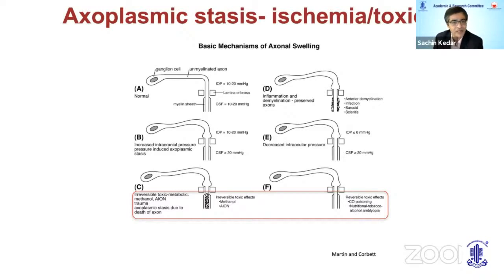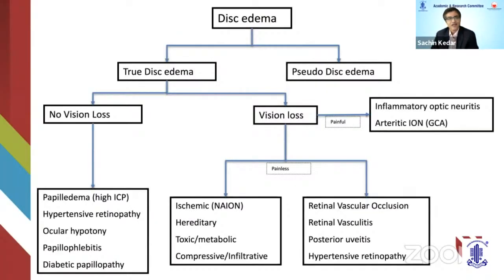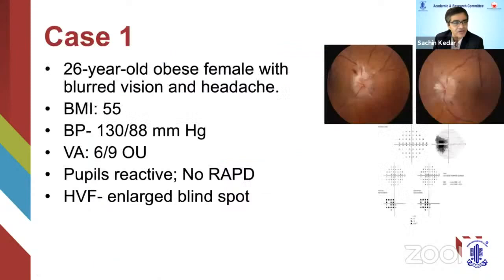there is axoplasmic stasis that may or may not be visible to us through ophthalmoscopic examination. So when I see a patient with disc edema, this is a very broad schema I follow. This is not meant to be exhaustive, but mostly as a guide. Step number 1 is to determine if the disc edema is true or not. Step number 2 is vision loss or not. Step number 3, is it painless or painful? And step number 4, which I often use, is it unilateral or bilateral? Now I'll describe a few cases about how to approach a patient in various scenarios.